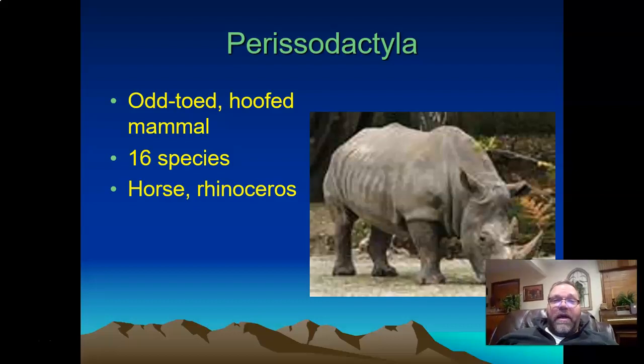Dactyla means toe, and perisso means odd. Odd-toed. What does that mean? They either have 1, 3, or 5 toes. Okay? And the species would be the horse and the rhinoceros. Like a horse would just have 1 toe, its hoof, 1. 1, 3, or 5. Odd-toed hoofed animals.